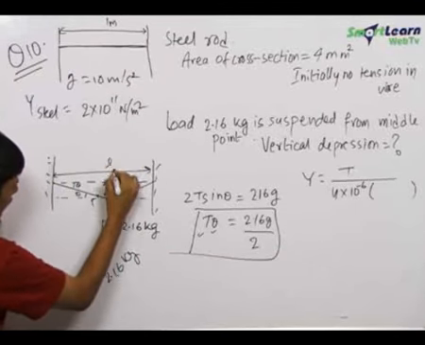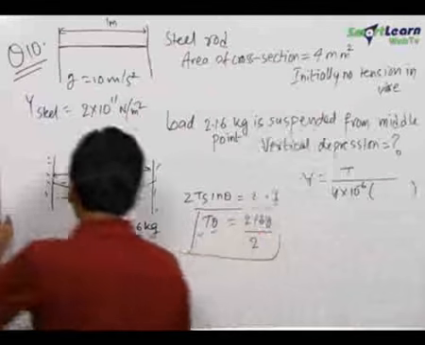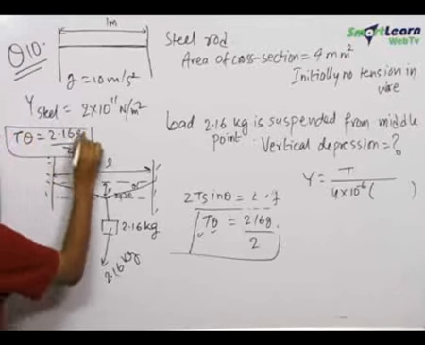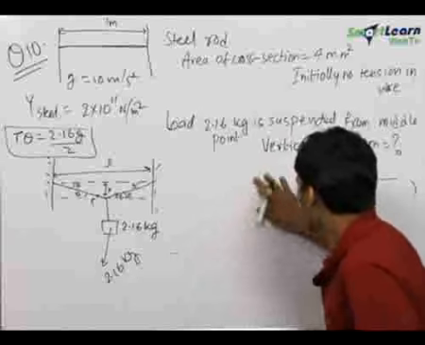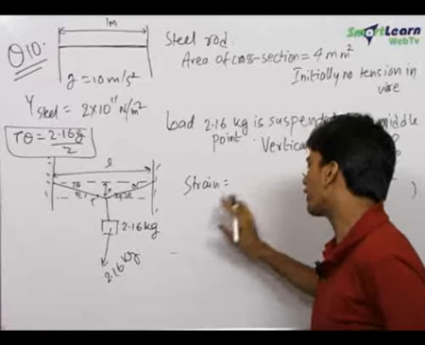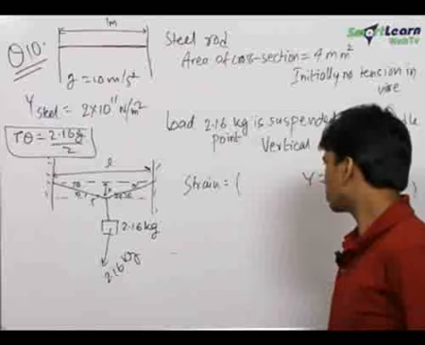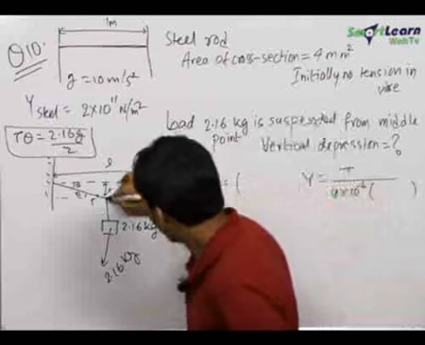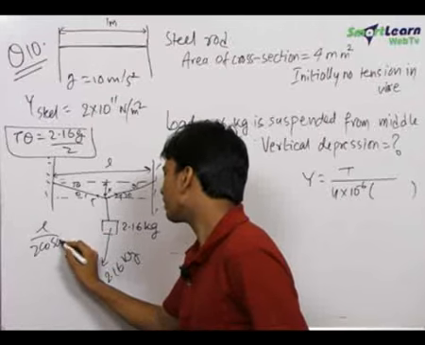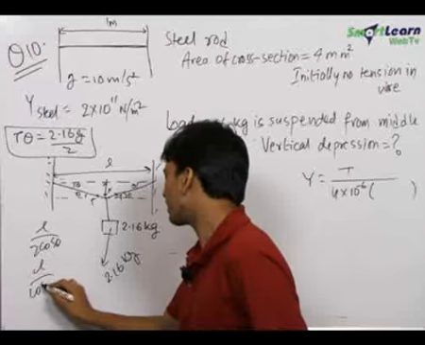The initial length of the wire was equal to L. Let us write this equation in one corner: T theta is equal to 2.16 g upon 2. Now strain is always equal to change in configuration upon original configuration. So change in configuration can be written as final length minus initial length. This is L by 2, therefore this is L by 2 cos theta. Similarly this is equal to L by 2 cos theta, therefore we add up to give L by cos theta.